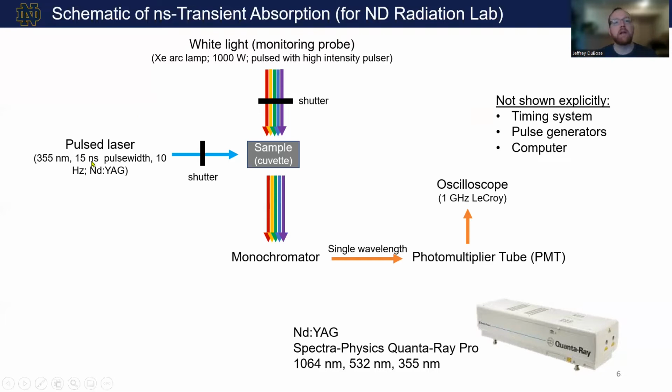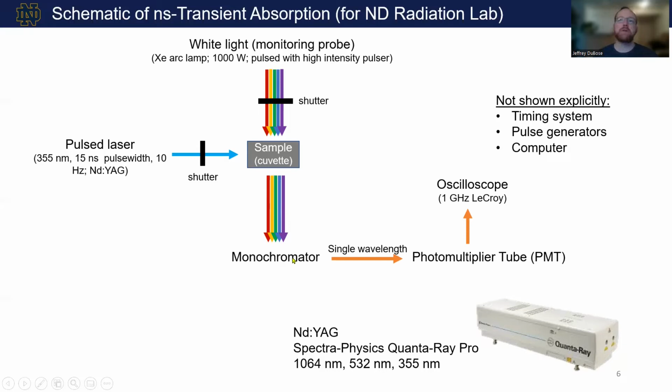But right, we excite the sample, and we probe with a white light spectrum. In this case, our monitoring probe is from a xenon arc lamp. This is typically around 1,000 watts, fairly high energy, fairly intense. And in a lot of cases, we pulse this lamp to even higher amperage to get even more light through the system. So this xenon lamp is hitting the sample. Depending on what's absorbing or what's happening in the sample, you're going to get less of that light through. So you look at the change in transmittance of this white light probe, and that's going to go down and hit a monochromator.